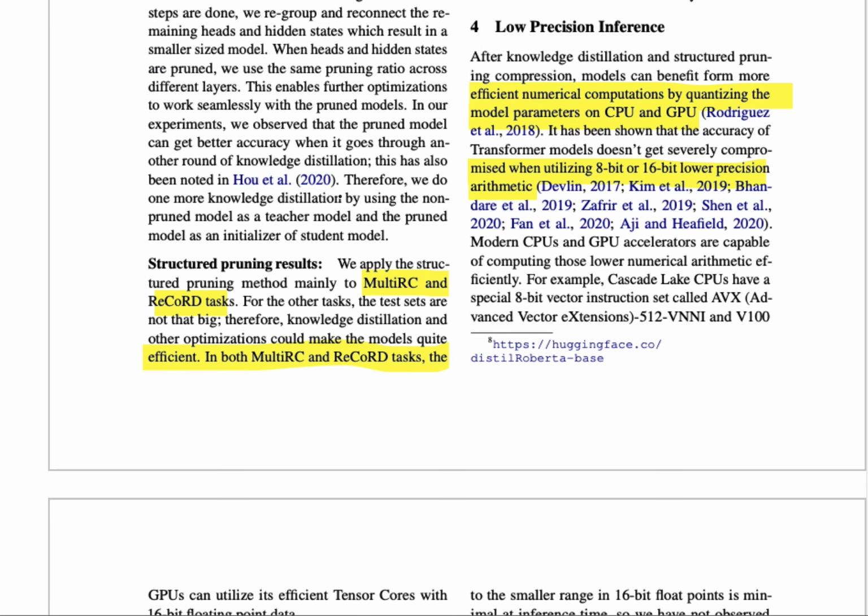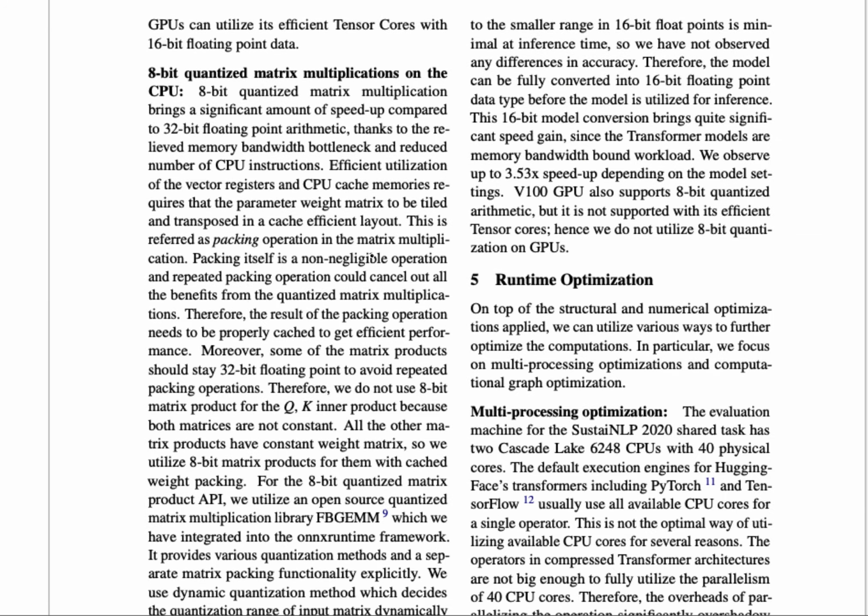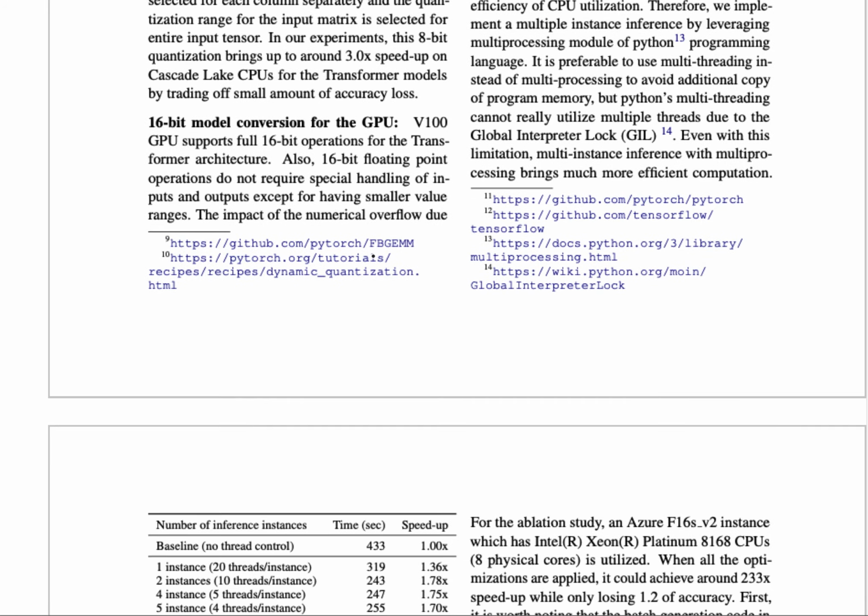Okay, so the final technique which they have proposed is called model quantization. In model quantization, as I explained before, rather than using the full 32-bit precision, they use 8-bit or 16-bit lower precision values and see if that can also improve the model. And they have shown that even that can improve the model significantly.